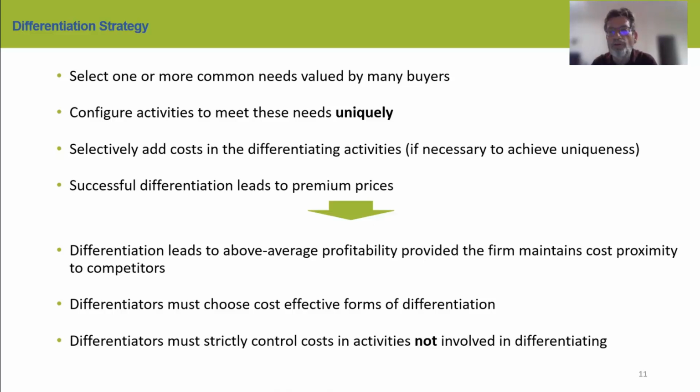Differentiation leads to above average profitability, provided the firm maintains cost proximity to competitors. Because if we can present a different product with less cost, then we have a very good profitability. Differentiation must choose cost-effective forms of differentiation. This is what I stressed before. And differentiation must strictly control costs in activities not involved in differentiation.